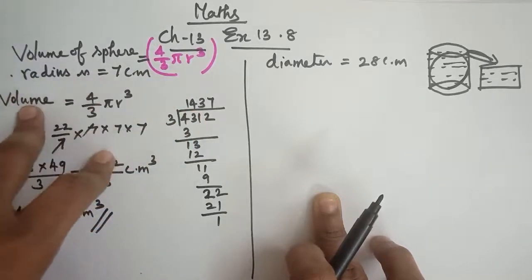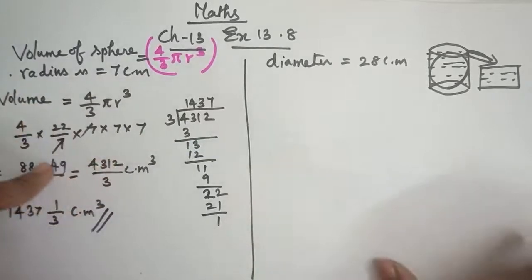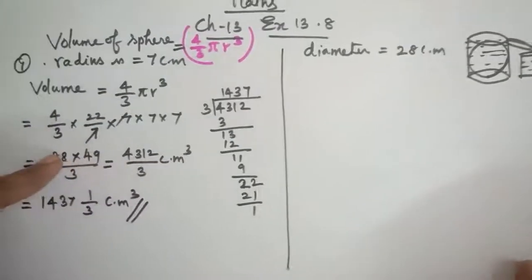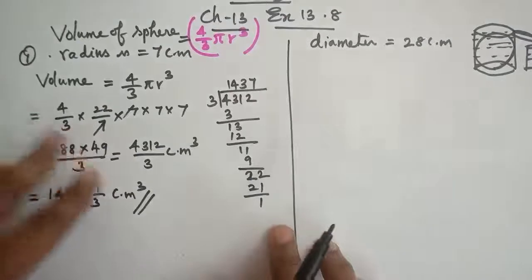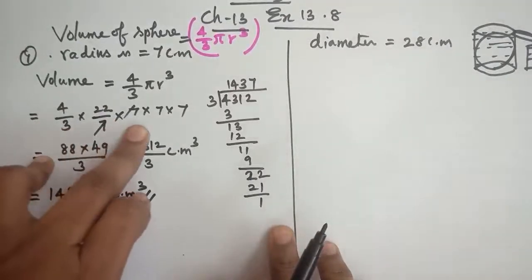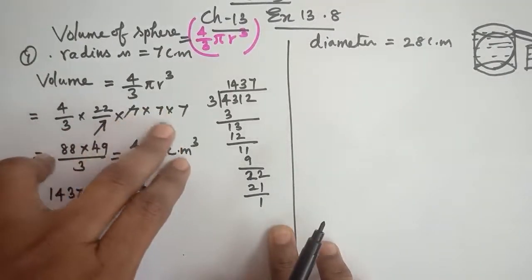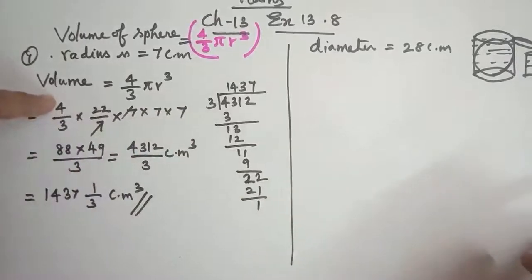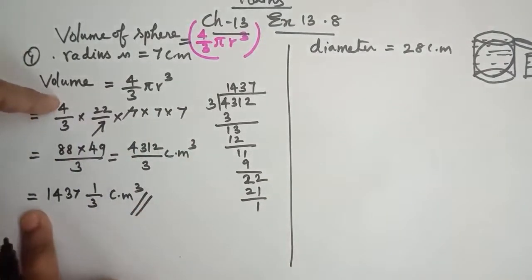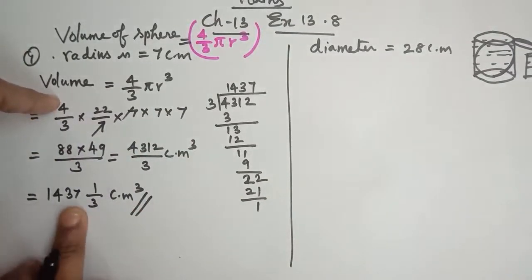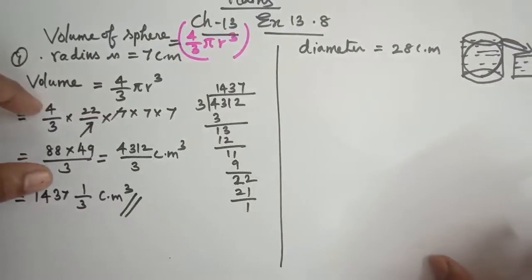Radius is 7 centimeter. We have to find the volume. What is the formula here? 4 by 3 pi r cube. So 4 by 3 into 22 by 7 into r, that is 7, so 7 into 7 into 7. If you simplify it, you can get the answer 1437 1 by 3 centimeter cube. Is it clear, students? Good.